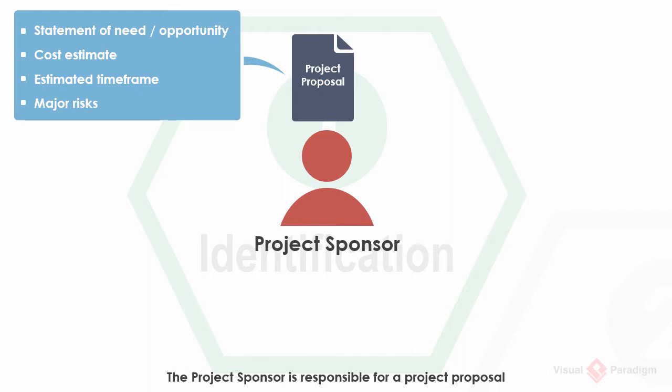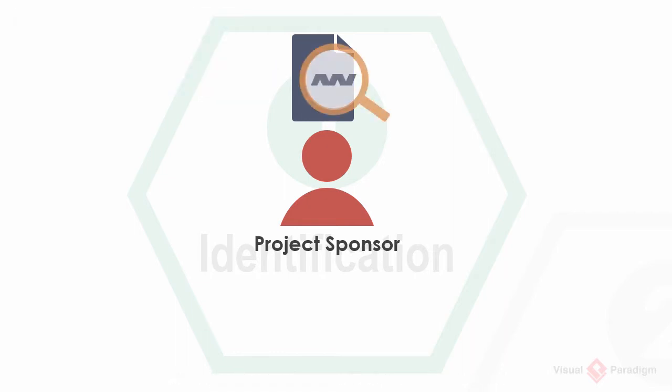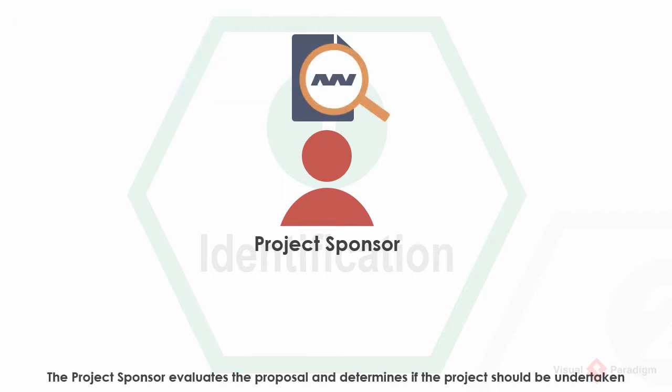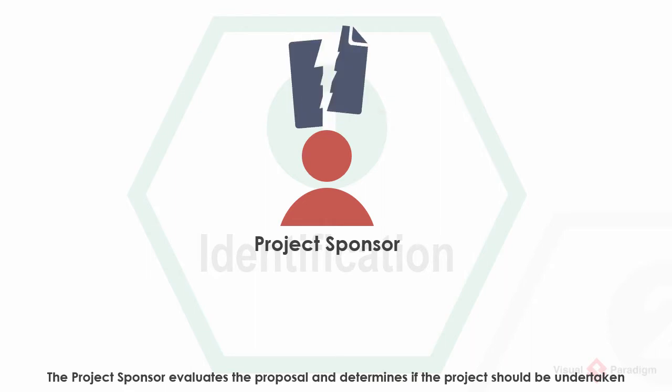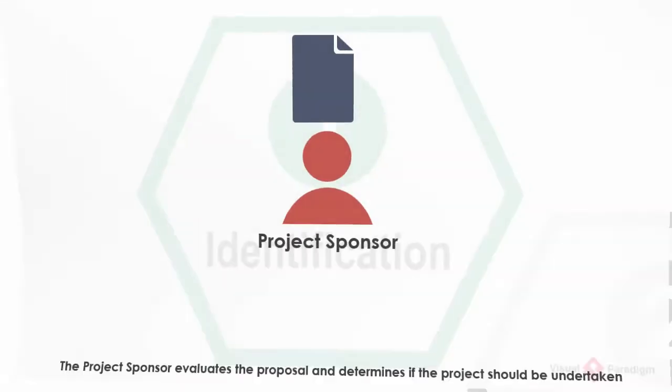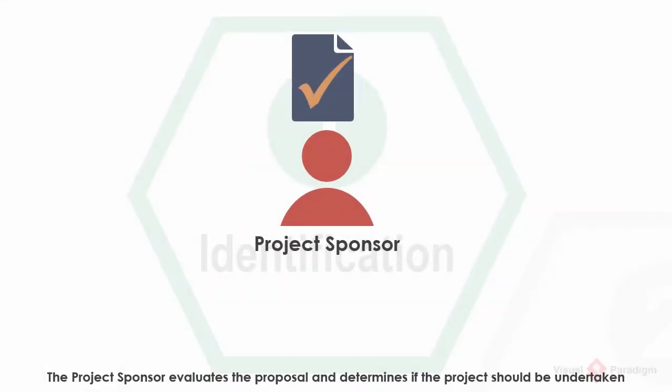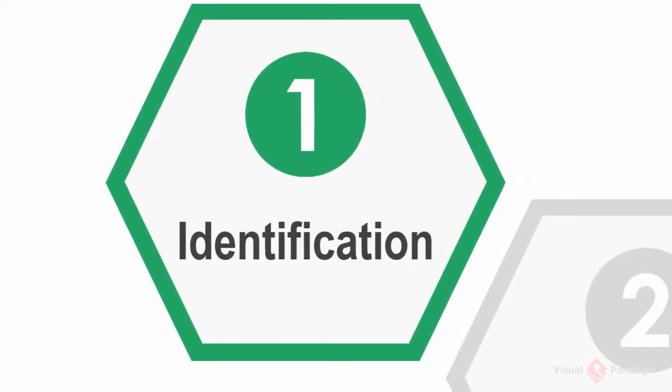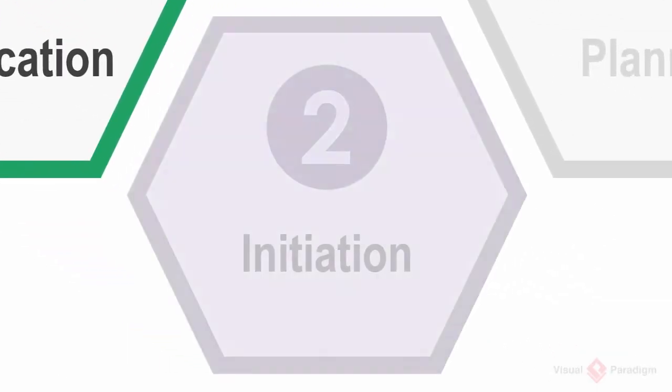So once the proposal is written, the project sponsor evaluates it to ensure the project costs and benefits are weighed before a commitment of resources is made and that the project to be taken will create value to the organization. If unfortunately the proposal failed to justify the project, the sponsor will cancel the project, and that's the end of the story. If the proposal is approved, this ends the identification phase and begins the initiation phase.